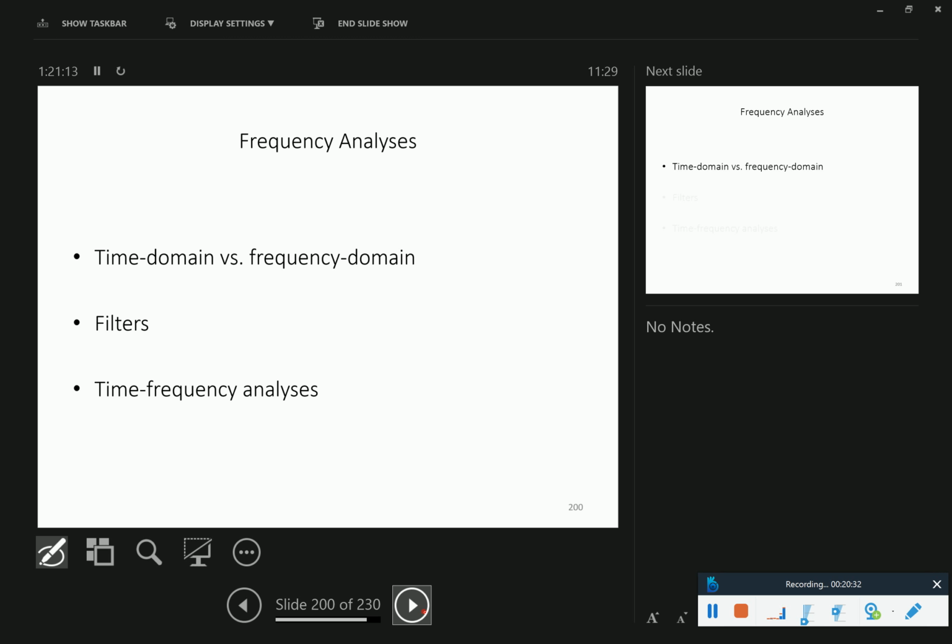Then a little bit about filters, because one can view them as acting also in the frequency domain. And then finally talking about time frequency analysis as you see them often in EEG.